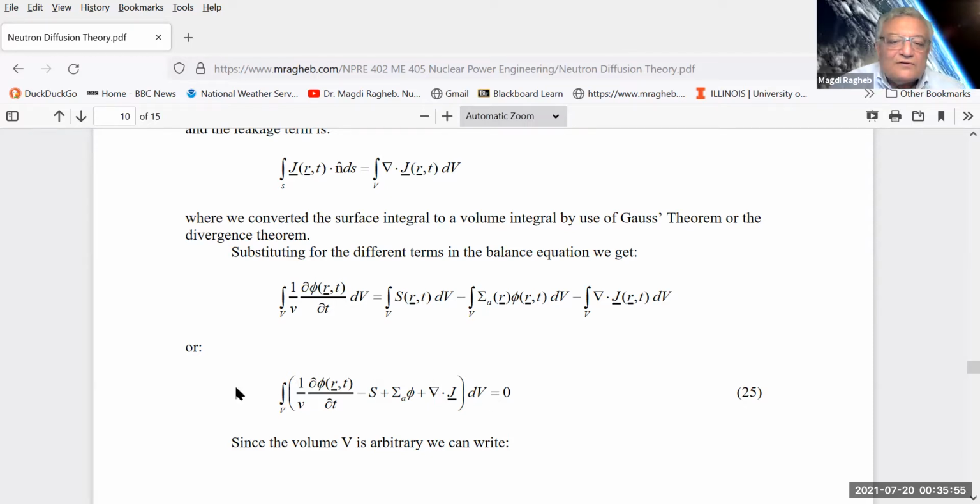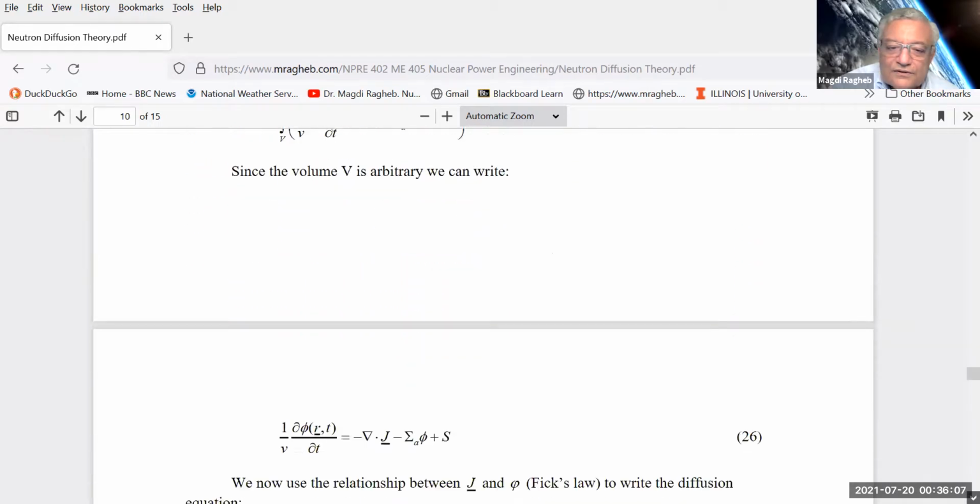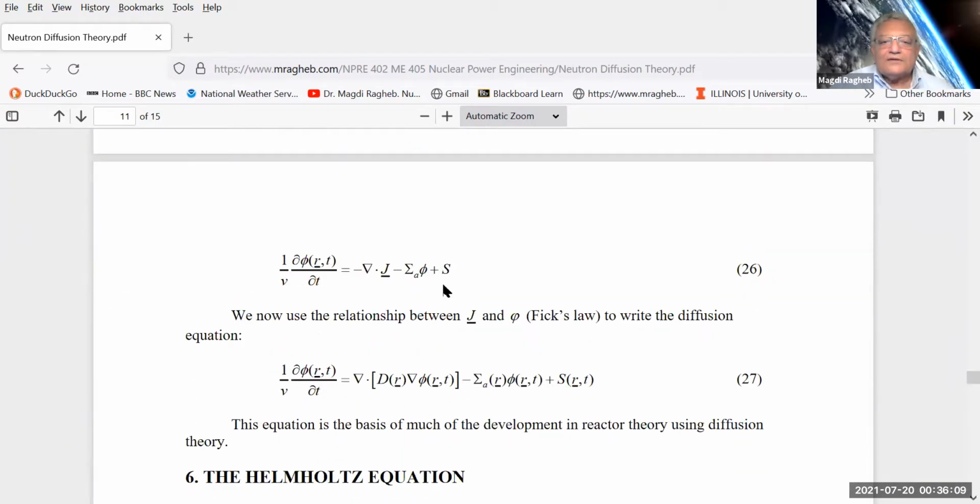But we said that the volume is arbitrary, so it doesn't matter really what kind of a volume, what shape of a volume I have. So in that case, the content of the volume integral is equal to 0, and that's what we call the diffusion equation.